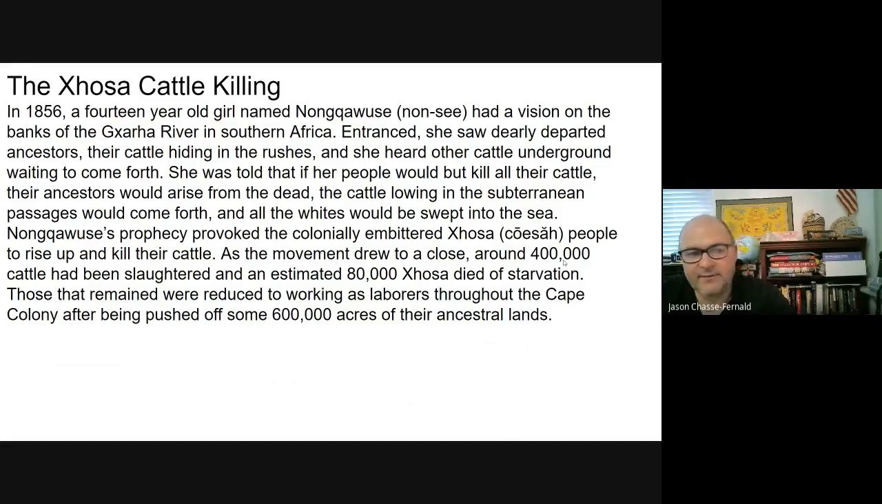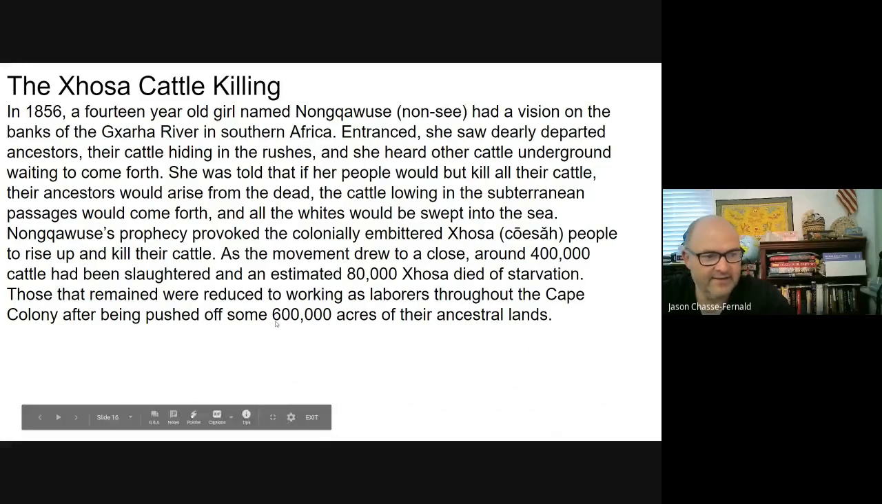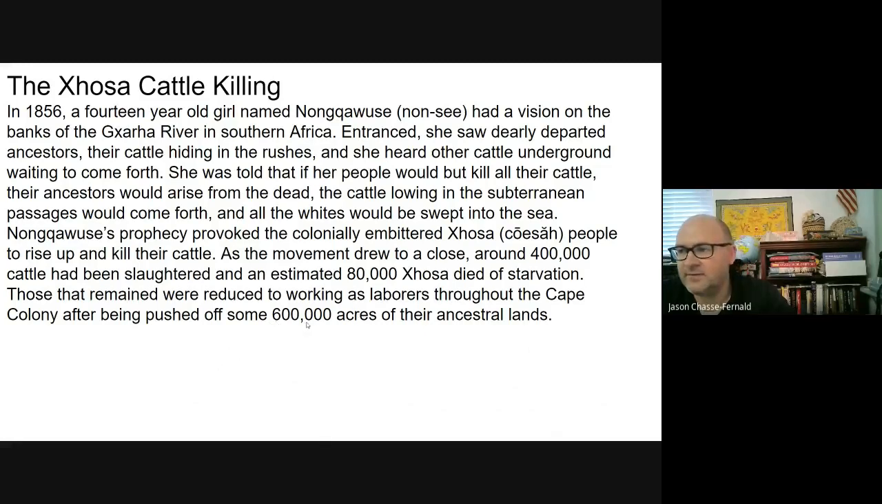So, somewhere in the neighborhood of 400,000 cattle are going to be slaughtered as a result of this vision that she had. And the effect of this is that somewhere in the neighborhood of 80,000 Xhosa are going to die of starvation. The entire foundation of their economy was also destroyed, which means their society is going to be weakened, and eventually you're going to see the Xhosa people put onto a reservation, and eventually put into labor camps on those reservations.